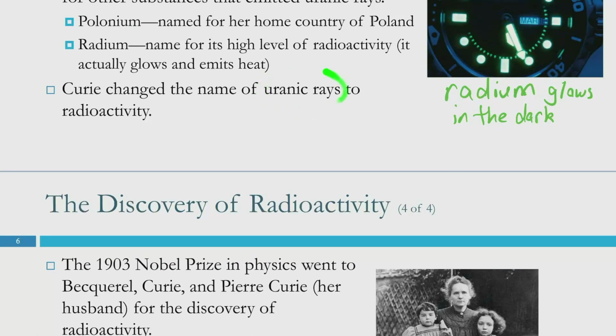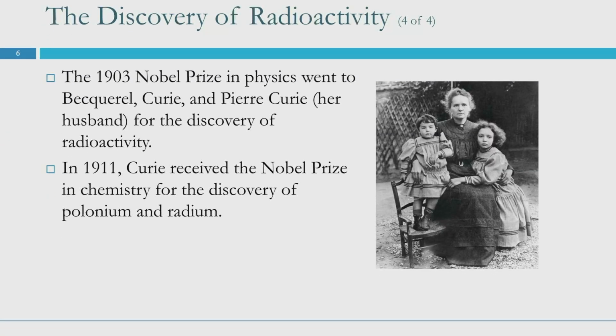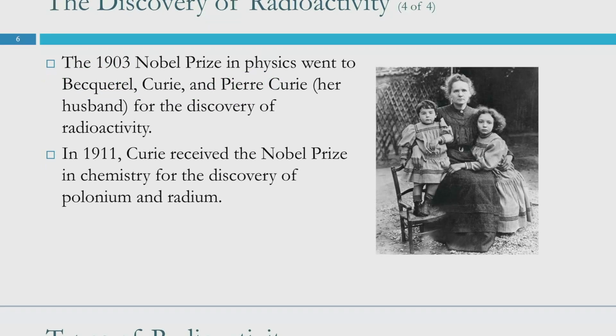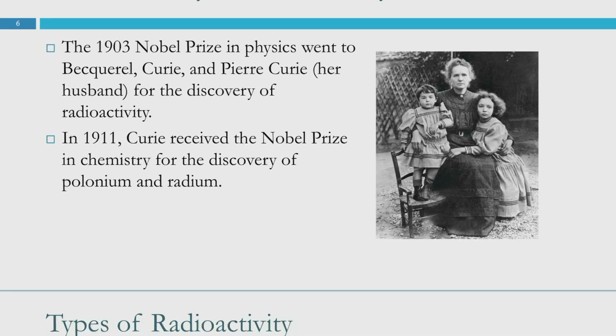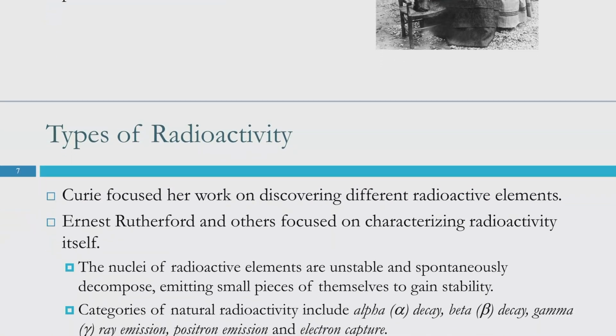Curie also changed the name of uranic rays to what we now know as radioactivity. And Curie won a couple of Nobel Prizes: in 1903 with Becquerel and Pierre Curie, her husband, for discovering radioactivity, and then in 1911, a Nobel Prize in Chemistry for the discovery of polonium and radium. She's one of the few people or the only person to have won 2 Nobel Prizes in different fields, something like that. A couple of people have won 2 Nobel Prizes. I think she's unique, or one of a very small number that have won them in different fields.